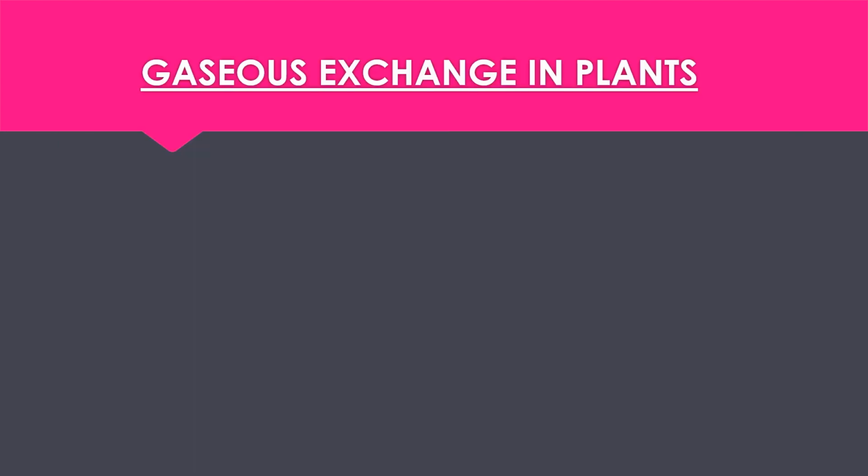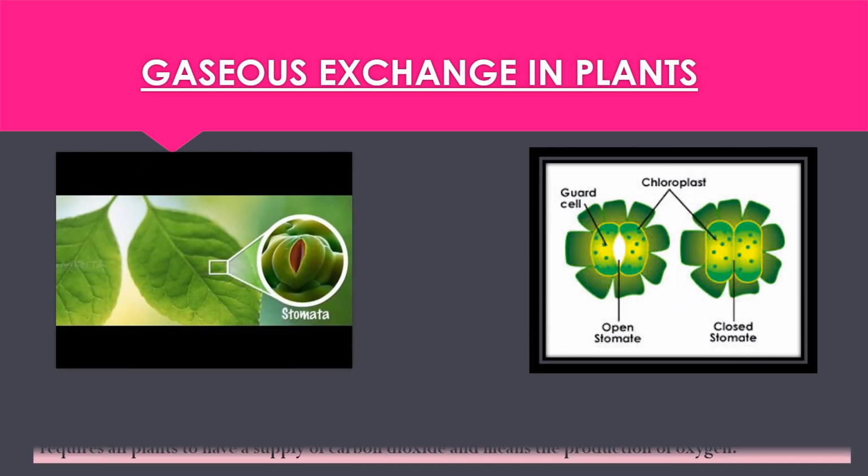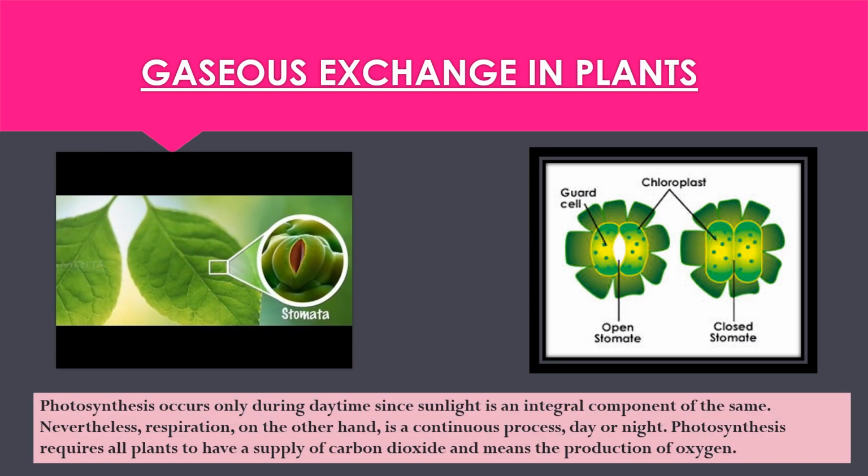Gaseous exchange in plants. Gaseous exchange generally takes place in plants through stomata, which are tiny pores present mostly on the lower epidermis of the leaf, or the lower side of the leaf.